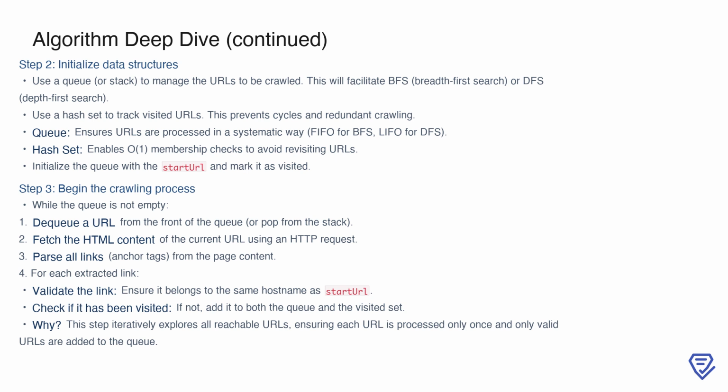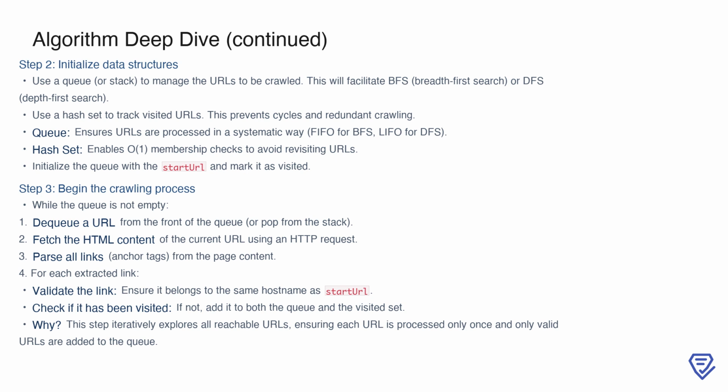Next, we use a hash set to track visited URLs. This ensures that we don't process the same URL multiple times, preventing cycles and redundant work. With these structures in place, we enqueue the start URL into the queue and mark it as visited. Now we can begin the crawling process.